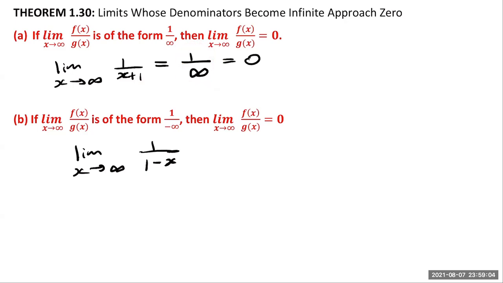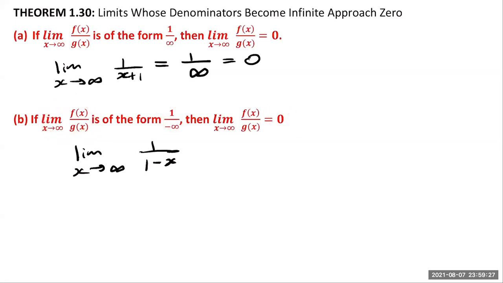All right. Next, if the limit as x approaches infinity of f of x over g of x is of the form 1 over minus infinity, again, the limit as x approaches infinity of f of x over g of x is equal to 0. Or in other words, when you try to calculate this limit, if you get this form, your answer is 0.